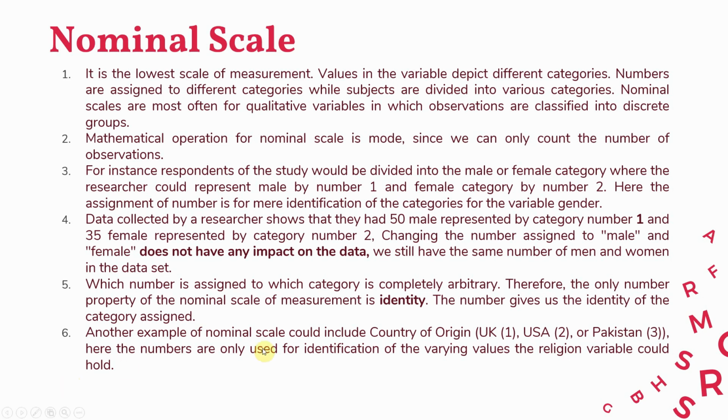Another example of a nominal scale variable could be country of origin. So in this variable you can have values like USA or Pakistan. I numbered UK as 1, USA as 2 and Pakistan as 3. I could have numbered it differently and that would not have made any difference. Here the numbers are only used for identification of the varying values the country variable could hold.